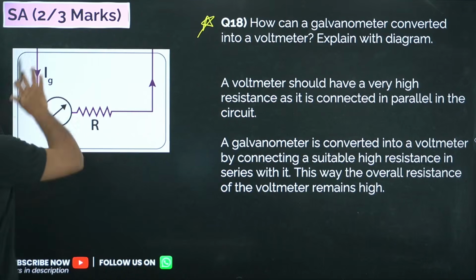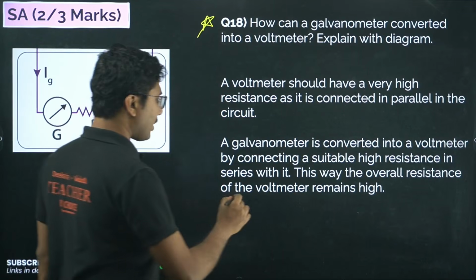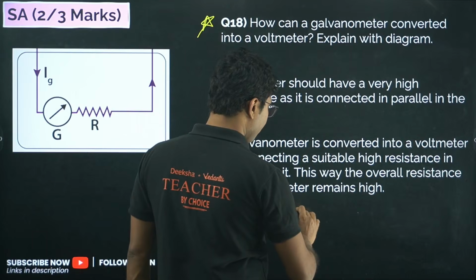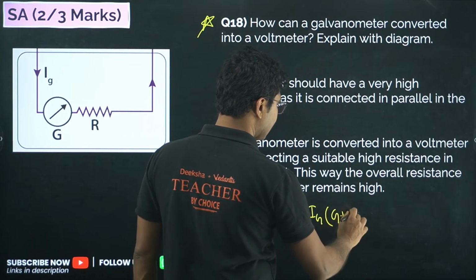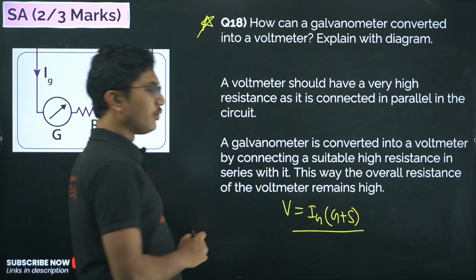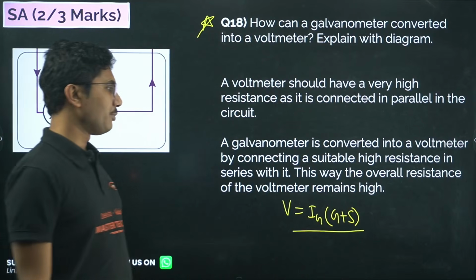Okay, so this is the diagram, and you also have to write that the voltage that you are measuring is Ig into G plus S. This is the voltage that you are measuring in the voltmeter.